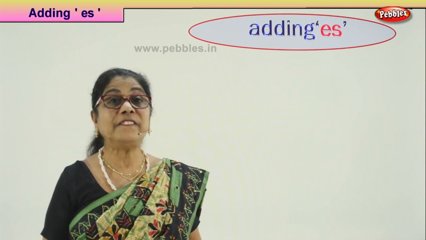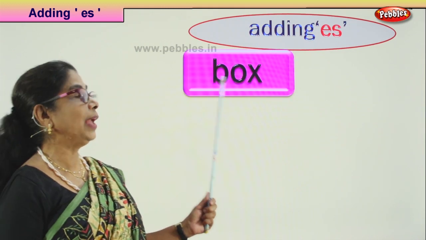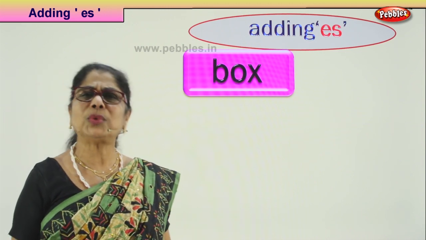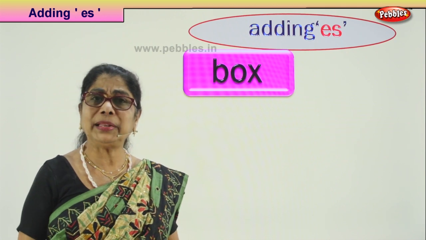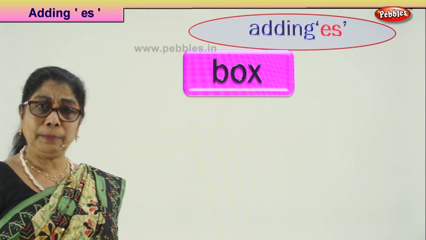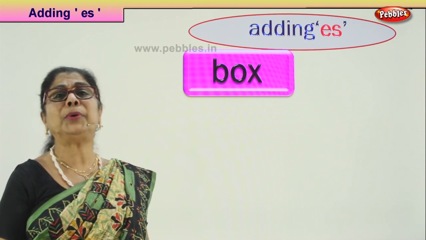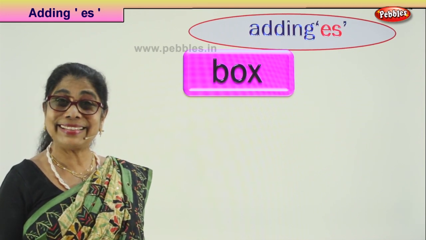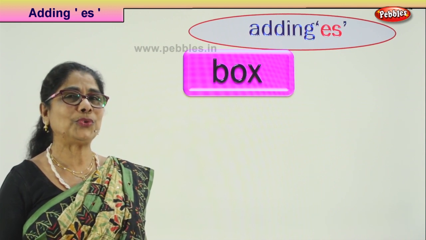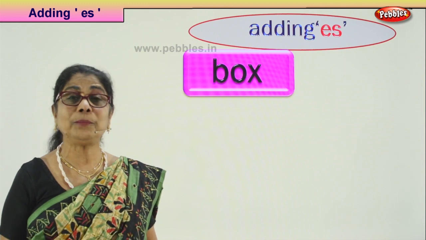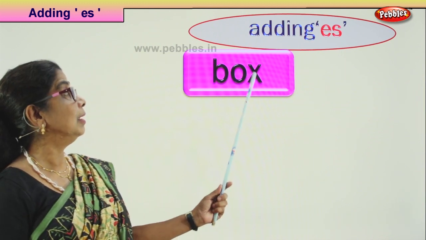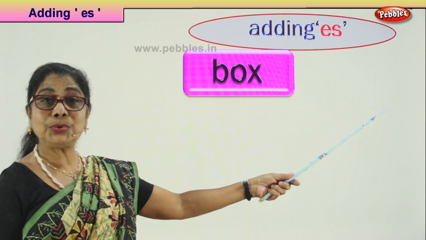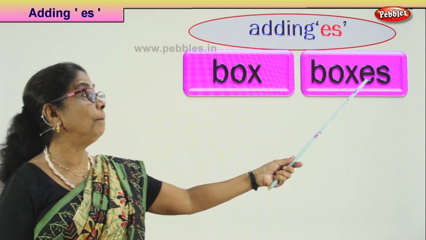Let's look at our first word. Look what we have here. What is this? Box. What is box? Your pencil box, your crayon box, your paint box. So how many boxes do you have? Only one box. One box of crayons, one box of pencils. Now daddy says, I'm going to get you two boxes. One you can keep in school, one in your house. So to form the plural, one box, two or more, what do you call, boxes.